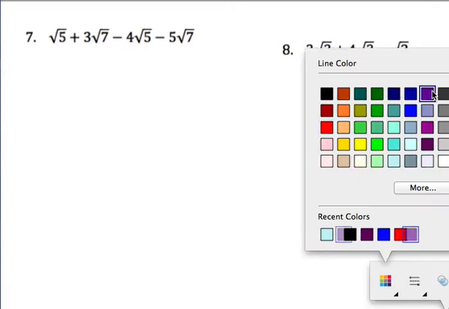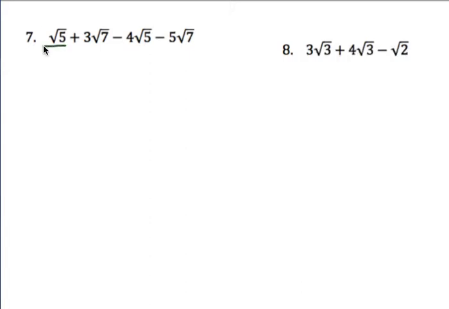When you're doing problems like number 7, you want to think of these as like terms. So I can only add things that have the same radical. So for example, there's no number out in front of there, so that's going to be a 1. So 1 square root of 5 can be combined with negative 4 square root of 5. So 1 minus 4 is negative 3 square root of 5.